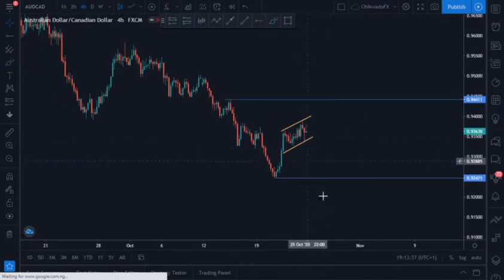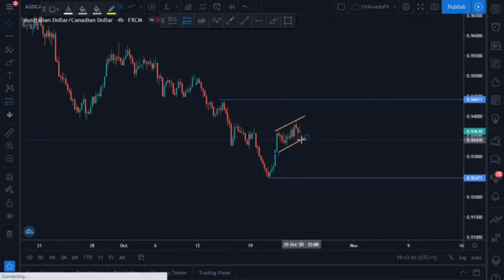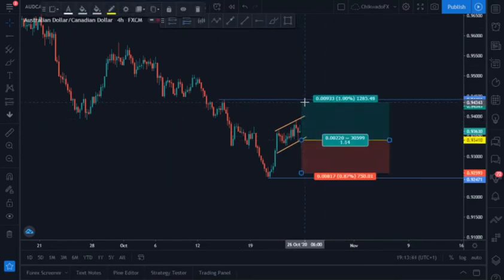Looking at Aussie CAD, we have a short-term buy bias. Of course, I'm not going to be interested in taking this buy to the upside, because, as you can see, it's an overall downtrend. I don't want to be trading against the trend.